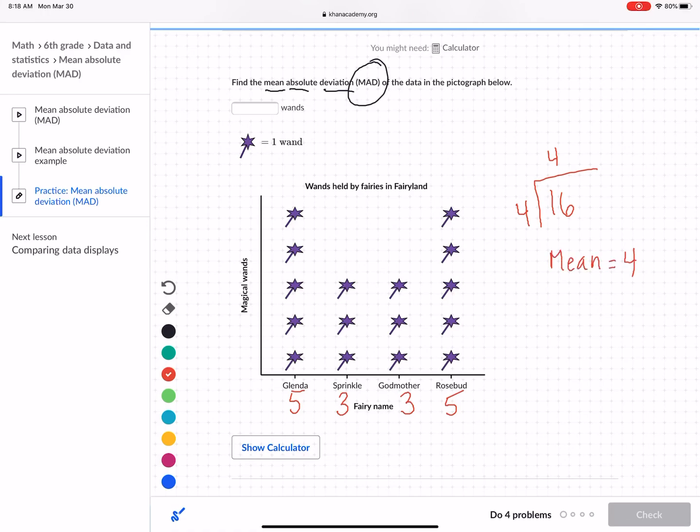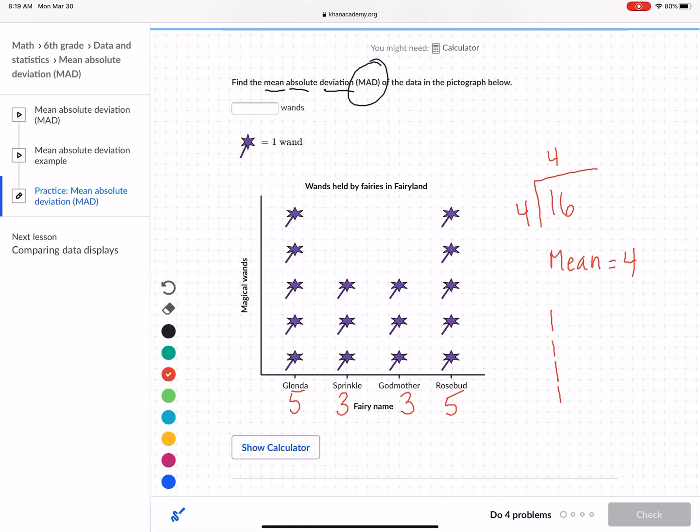And now what I want to do is find the deviations. In other words, I want to find out how far each piece of data is away from the mean. So if Glenda had 5 wands, that means she is 1 away from the mean. So that would be my first deviation. Sprinkle had 3 wands, which also means Sprinkle was 1 away from the mean because the mean was 4. And it doesn't matter which direction it is, it just matters how far away it is. So the godmother had 3, she was 1 away, and Rosebud had 5, which was also 1 away.